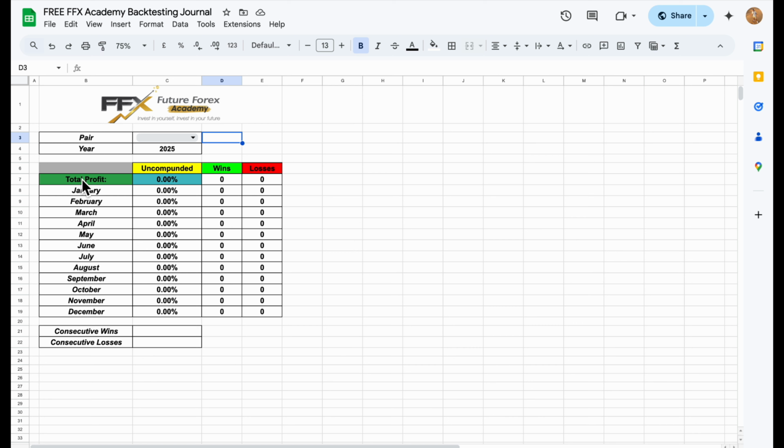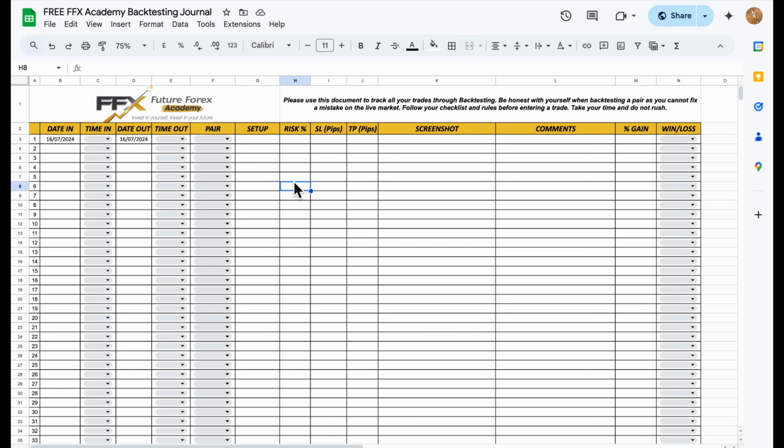And then you also see you can put in the total profit will always calculate automatically, but the monthly you will be able to put in manually. And you can also put in your consecutive wins and consecutive losses manually, and you can put in your total wins, total losses for the months as well, individually. So yeah, that's how this backtesting spreadsheet works.